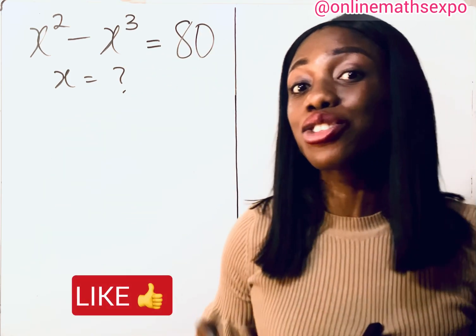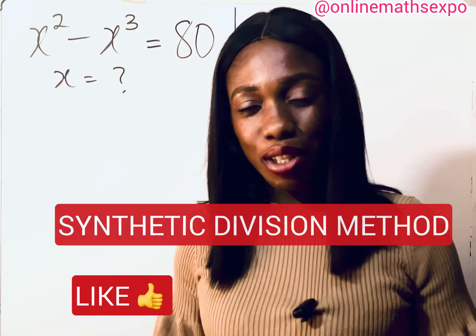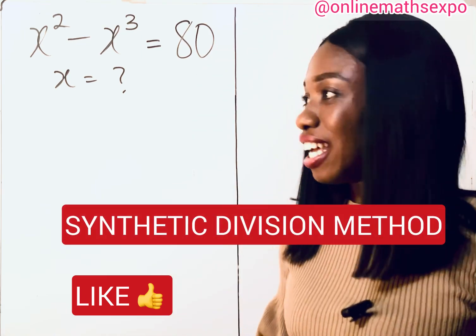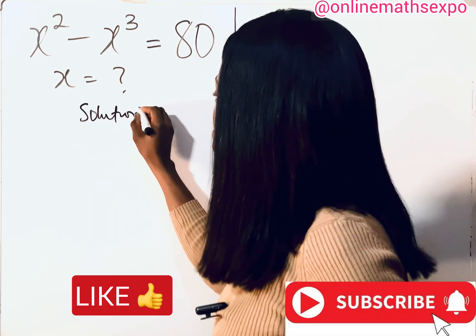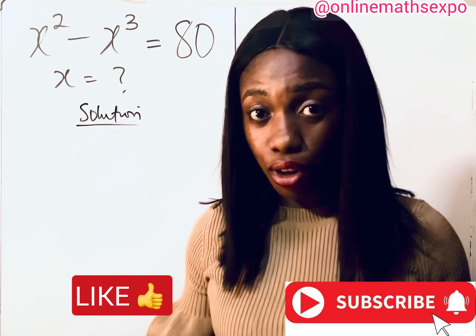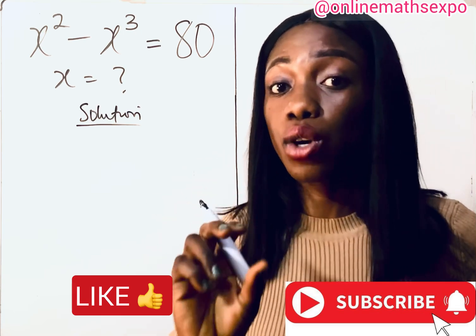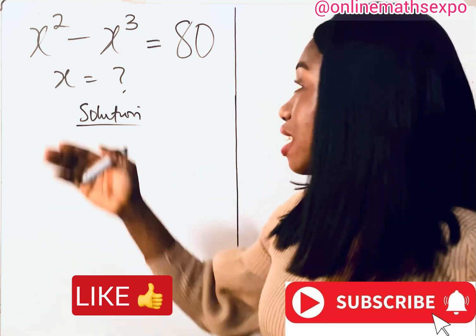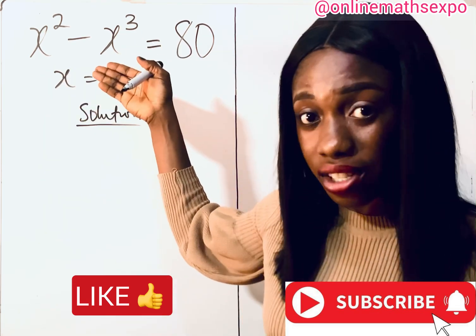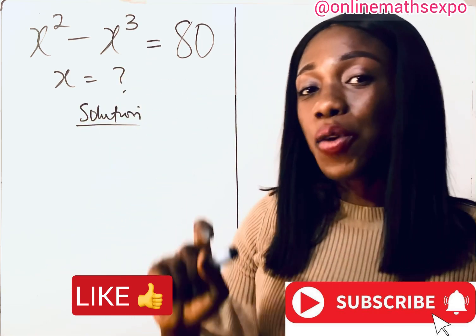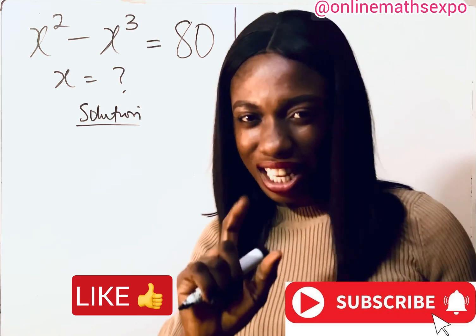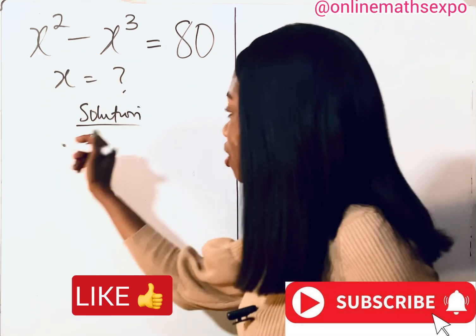And in this, I'm going to use the synthetic division method. It's going to be amazing. Now, we're going to begin with the solution, okay? Since we are using the synthetic method of division, we have to get one of the solutions. Remember, we said there are going to be 3 solutions at the end. So let's get one of the solutions, and to get it, we're going to use our trial and error method. So let's bring down this equation.